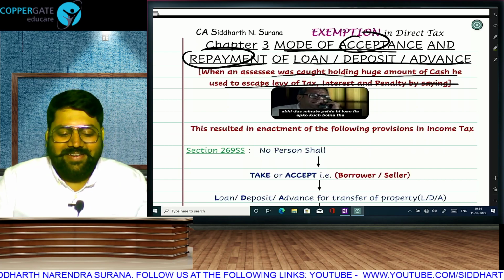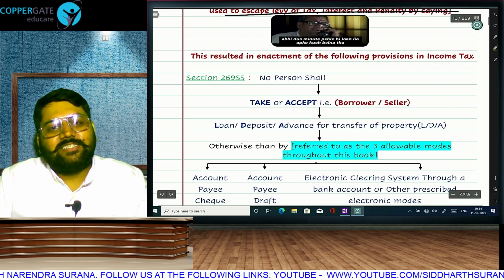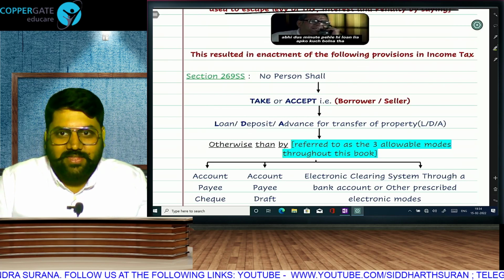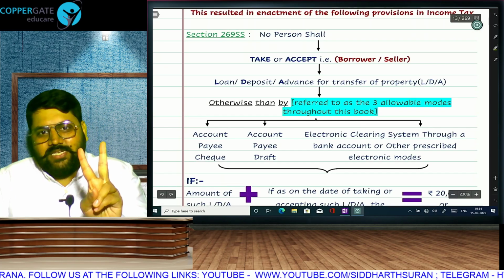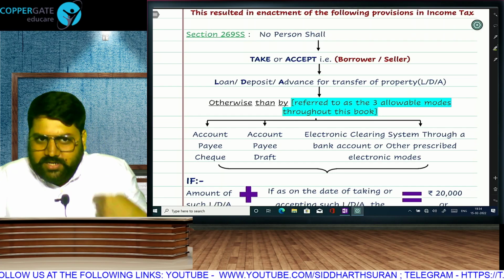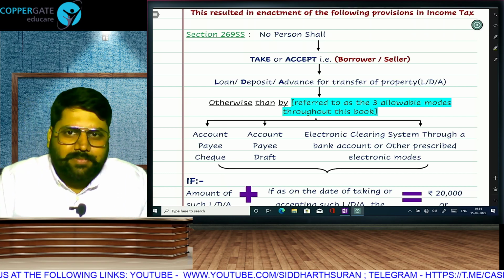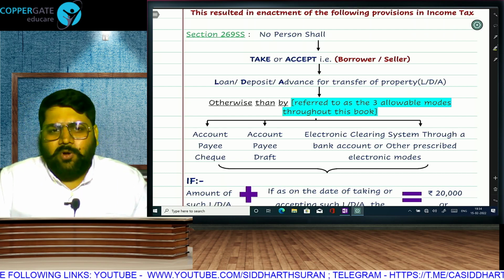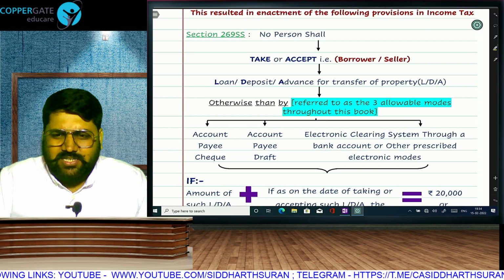Did you understand? So basically assessee was escaping tax, interest, penalty, everything, and thus we created two sections in income tax. 269SS is on taking of loan and 269T is about repayment of loans. Very small chapter. Next chapter, NRI taxation, is a little big.